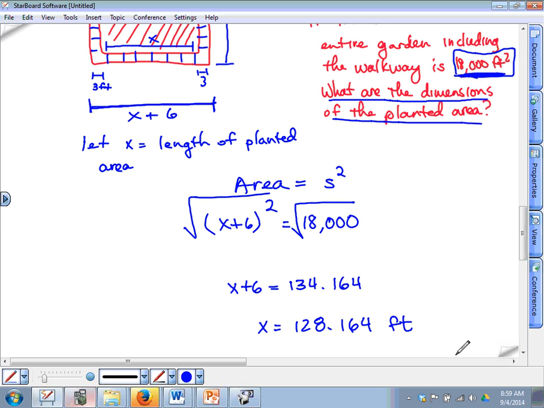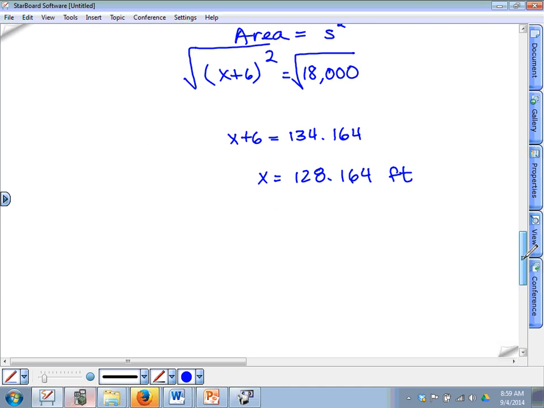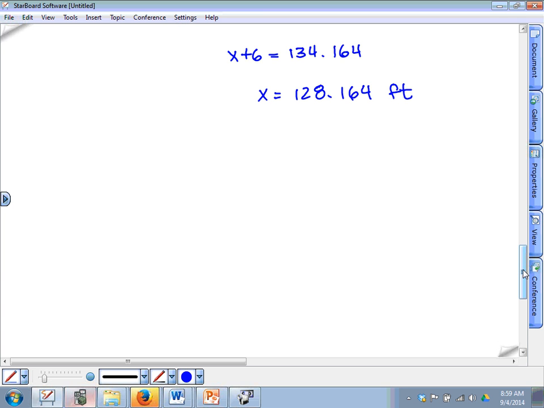Here's an interesting problem. I always love these problems. And you do tend to see these on standardized tests, college entrance exams, that sort of thing. This will be our last one.